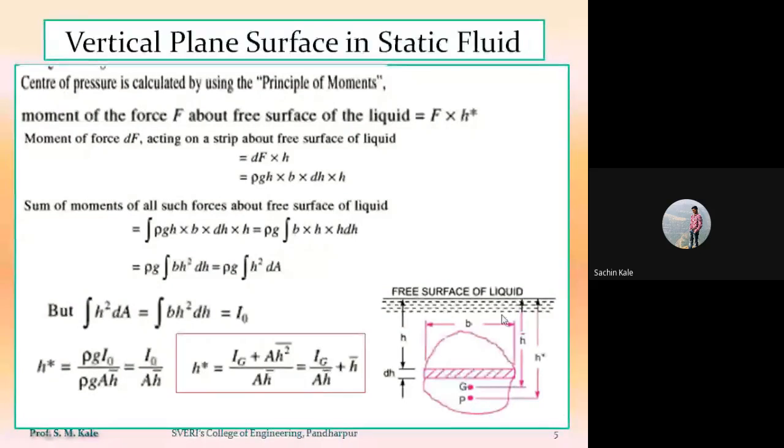Ig is related to the geometrical property, that is also called the moment of inertia about an axis passing through the center of gravity. So Ig is related with the geometry of the surface. Area is also related to the geometry of the surface. H bar is also related with the geometry of the surface.